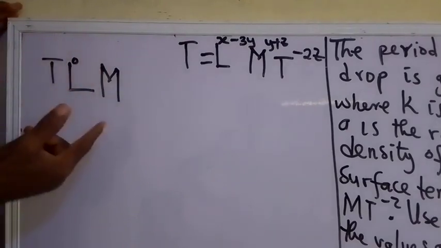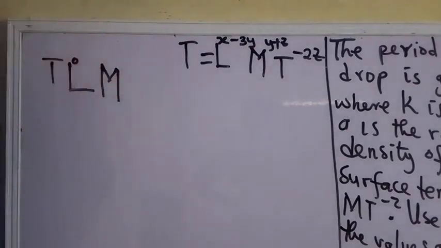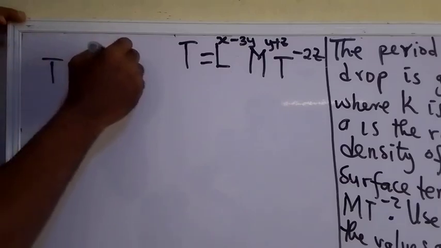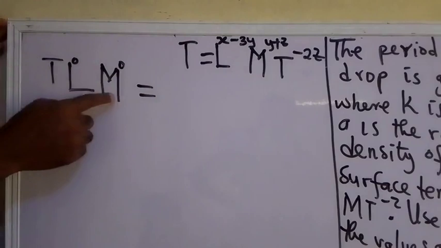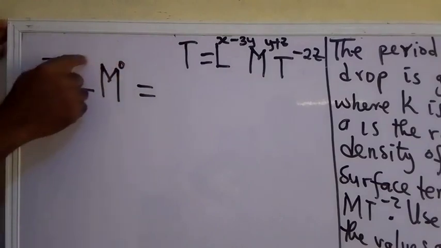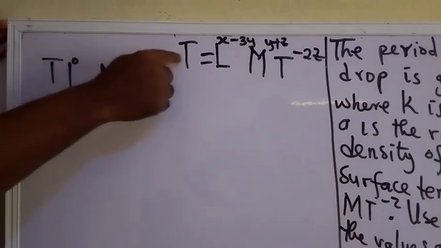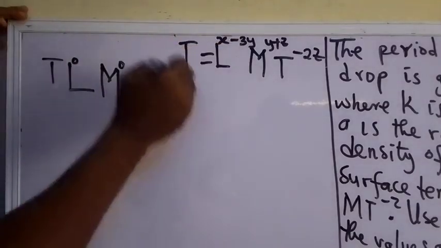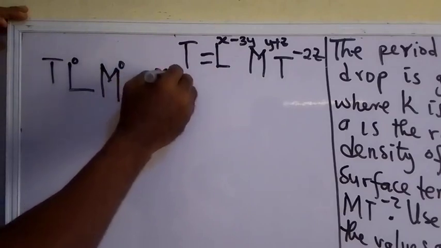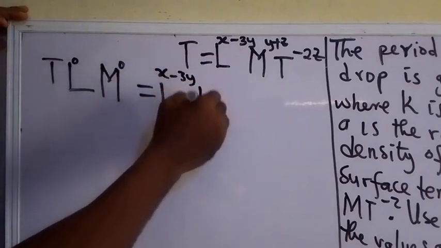We know as well a number or letter raised to power 0 is 1. So we raise the power of m on the left to be 0. Notice I didn't change anything. M to power 0 is 1, L to power 0 is 1. 1 times t is t. So I'm still in order. So now it must be equal to L raised to power x minus 3y.